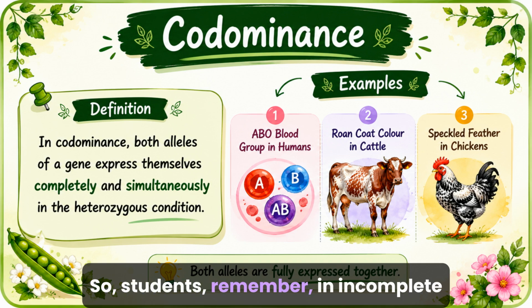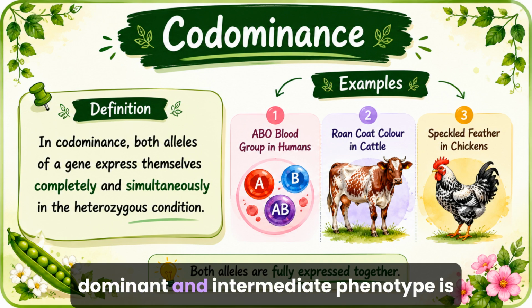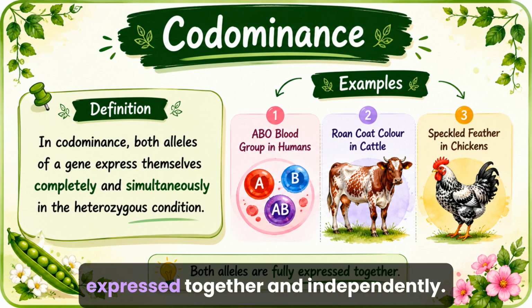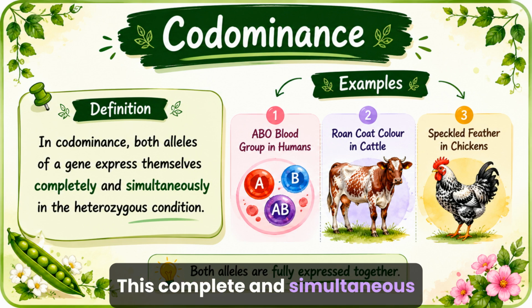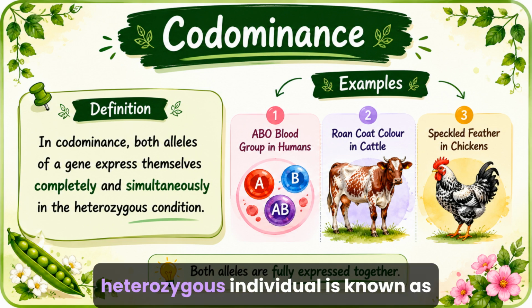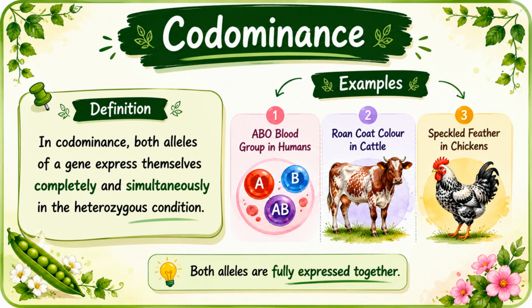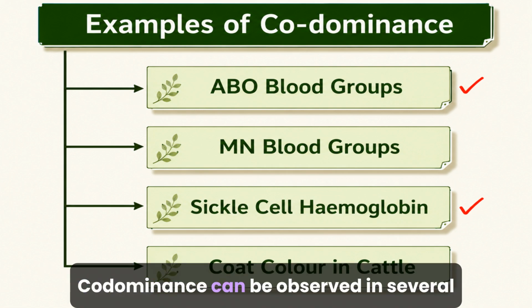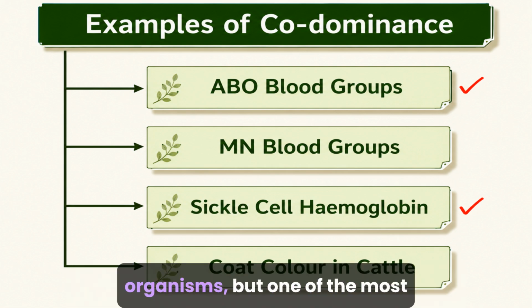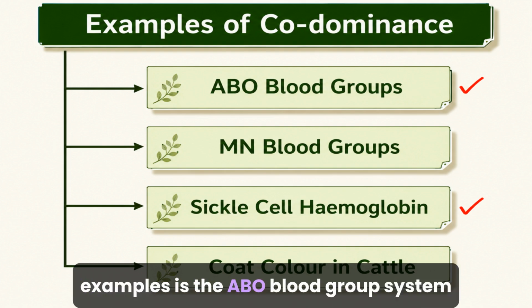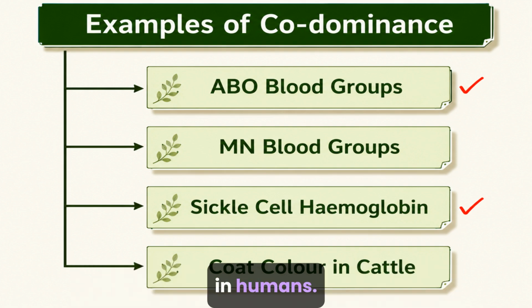So students, remember, in incomplete dominance, an intermediate phenotype is formed. In codominance, both traits are expressed together and independently. This complete and simultaneous expression of both alleles in a heterozygous individual is known as codominance. Codominance can be observed in several organisms, but one of the most important and commonly studied examples is the ABO blood group system in humans.